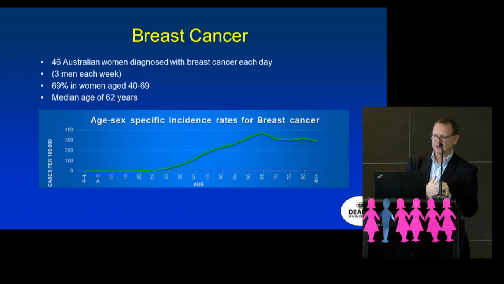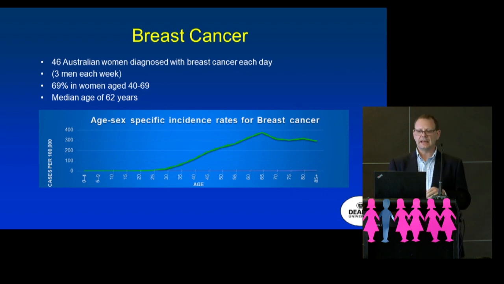There are 46 Australian women diagnosed with breast cancer every day. There are also 3 men every week, so about 150 male breast cancers per year in Australia. The majority of those men will actually be gene carriers, so more than half of them will be BRCA2 carriers in particular.